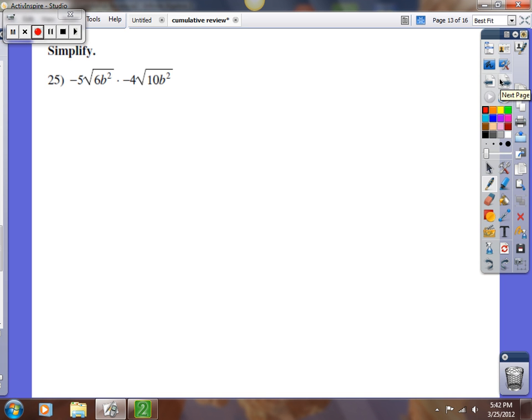And there's a lot of ways you can do it. Maybe just looking at them. First of all, the first thing that jumps out at me is this square root of b squared. A square root and a b squared, they're inverse operations. They cancel each other out. So what's the square root of b squared?